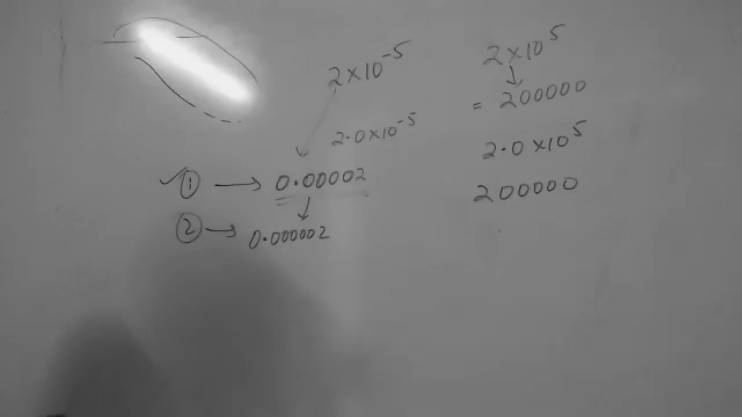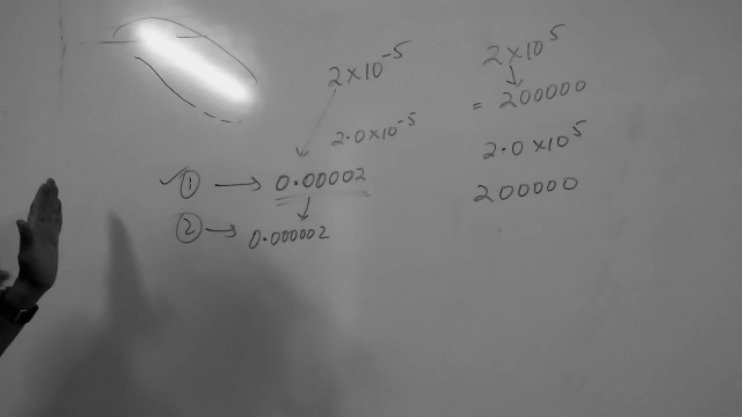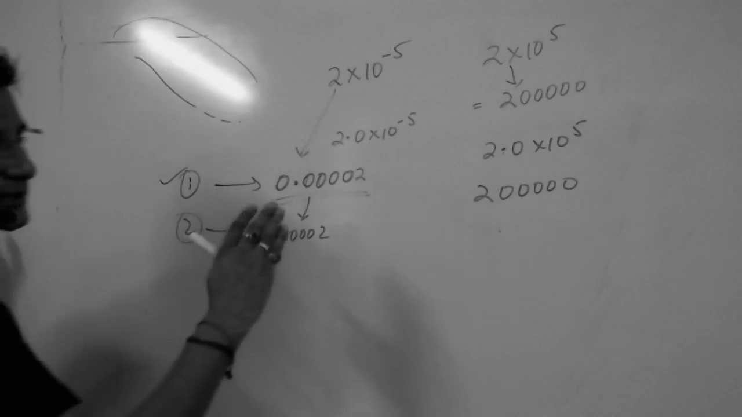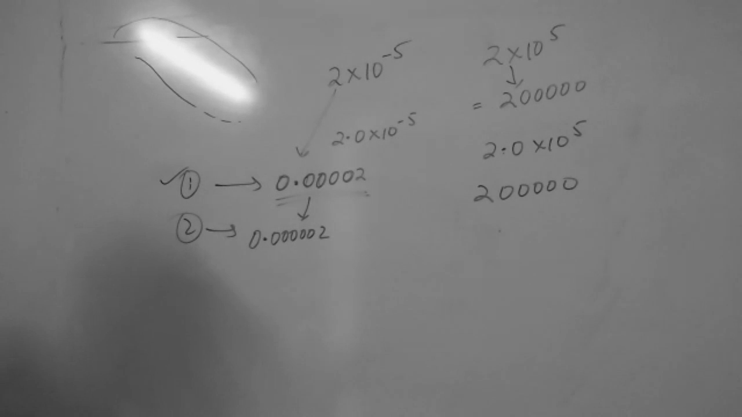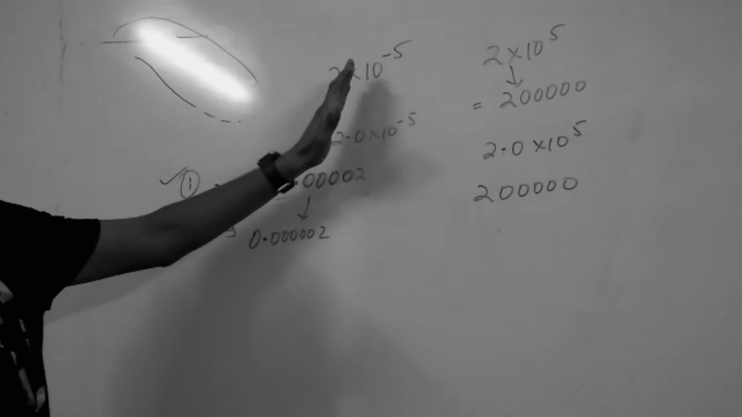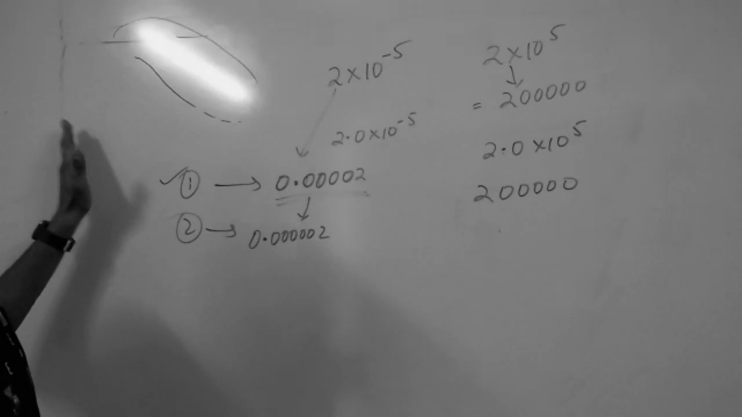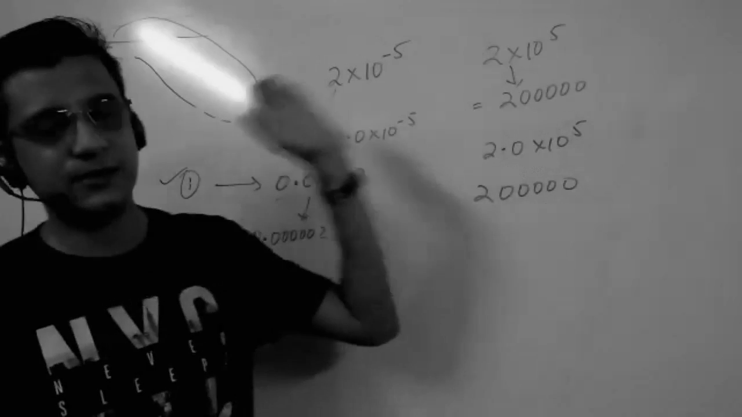Is it clear? Yes, sir. Is this point clear? The more the decimal goes left hand side, the number becomes small. The more the decimal goes right hand side, the number becomes big. Correct? Yes, sir. So if the power is negative, it goes left hand side. When the power is positive, it goes right hand side.